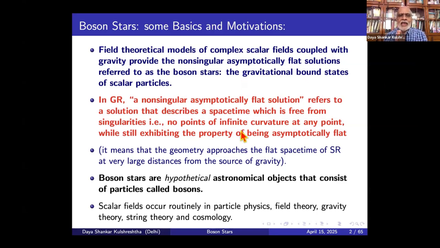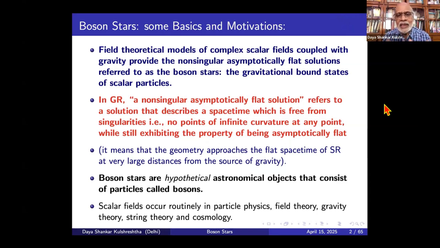In general relativity, a non-singular asymptotically flat solution refers to a solution that describes a space-time which is free from all singularities, that is, no points of infinite curvature at any point, while still exhibiting the property of being asymptotically flat. So it means that the geometry approaches the flat space-time of special relativity at very large distances, at very large distances from the source of gravity.